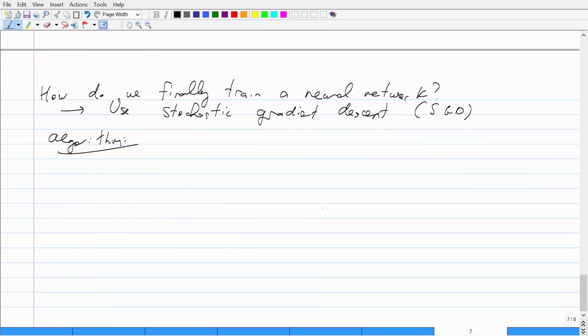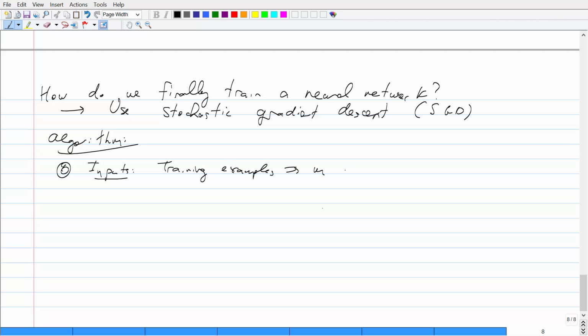So how do we finally train a neural network? What we're going to do is take a look at using stochastic gradient descent, because it's actually a lot faster to get the updates going. All right, so the algorithm is as follows. First, you need some inputs, obviously. You need training examples. We assume that there's m of them, of the form just like before: x1, y1, then x2, y2, and so on, up to m of them. Okay, so you have inputs.